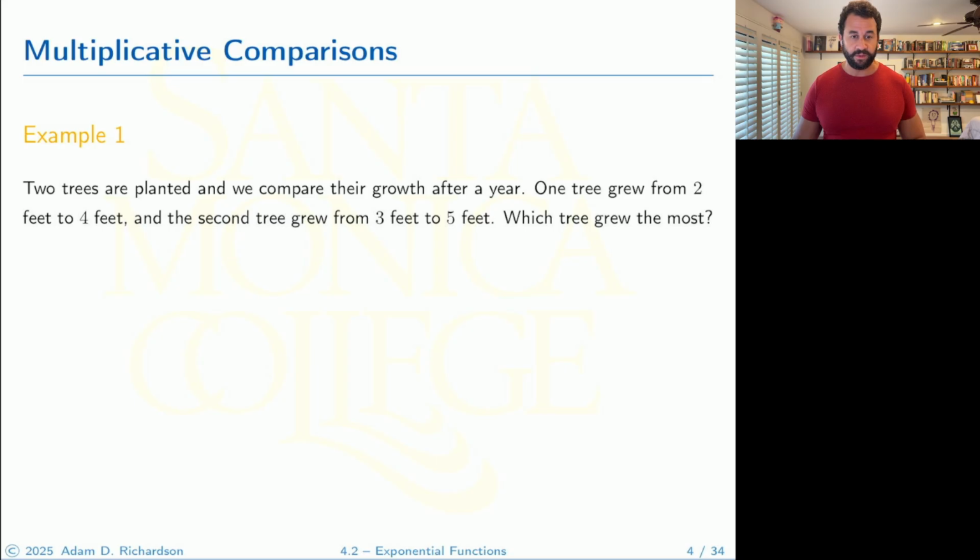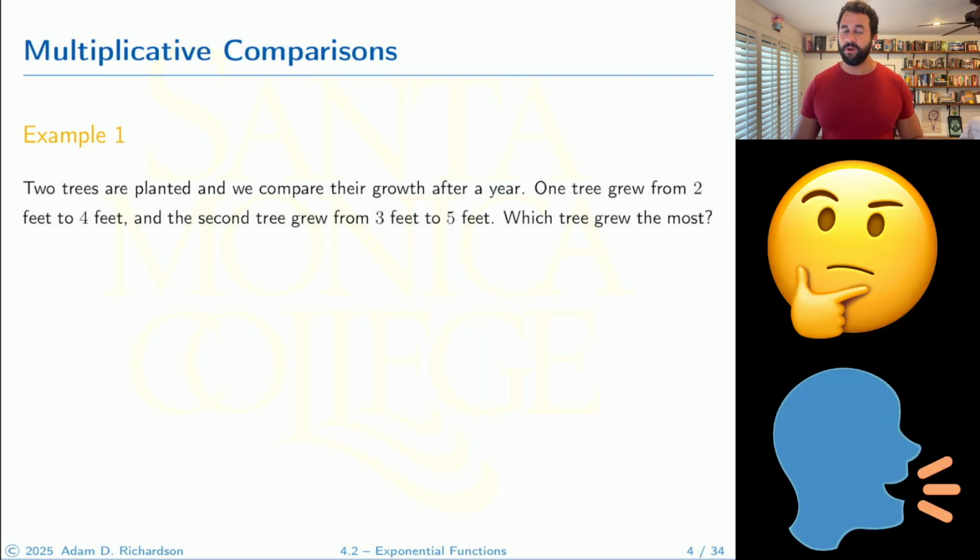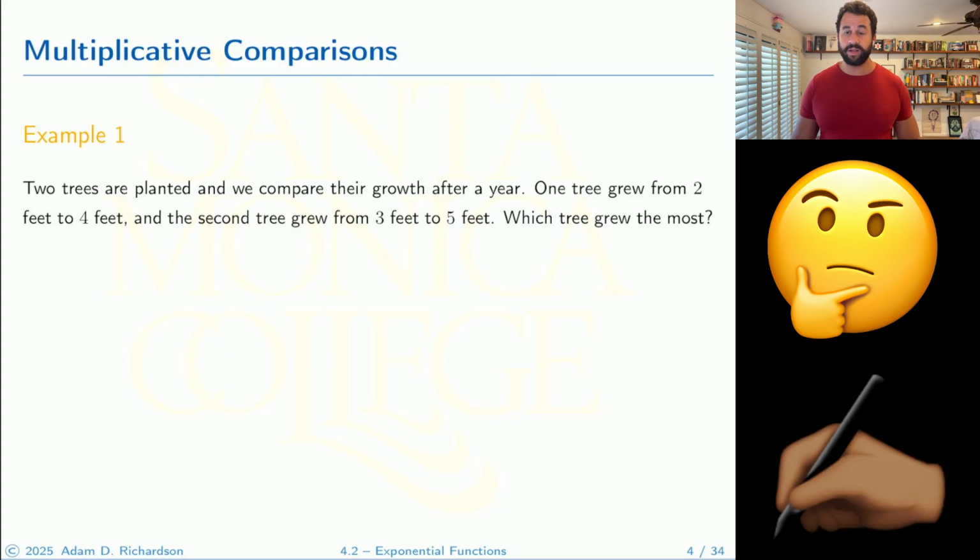All right. So, think about this for a minute, ponder it a bit, and then you know what you got to do next? You got to verbalize something. Say something out loud to give your brain that audio feedback to help you process things. All right. And now try to work it out on your own. See if you can figure out which tree grew the most. And then we'll talk about it in just a moment.